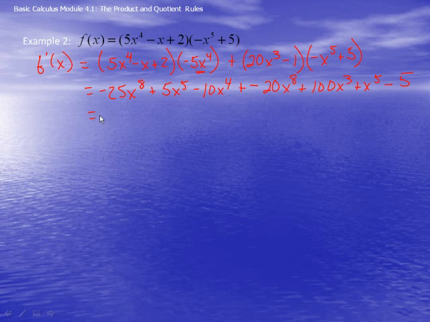And now we're going to go through and combine our like terms. Notice that we have a minus 25x to the 8th and a minus 20x to the 8th, so that would give us negative 45x to the 8th. Notice that we can combine this one with this one, so that would give us plus 6x to the 5th, and then we've got the minus 10x to the 4th plus 100x to the 3rd minus 5. And we have now used the product rule in order to find the derivative of two polynomials.